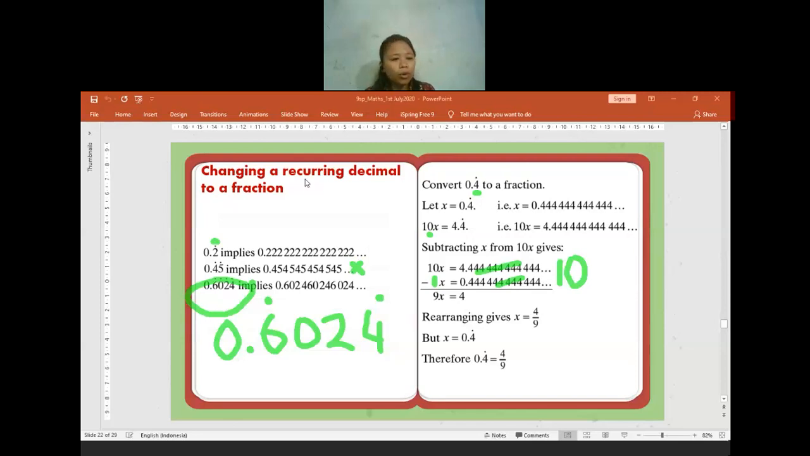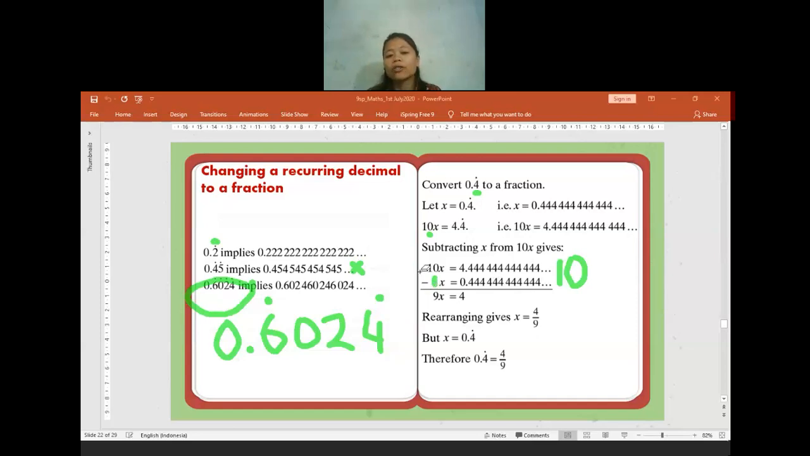Okay, someone is asking why I have to subtract the 10x with x. Because I want to cancel the decimal. This is so many decimals of 4. I need to cancel them. The only way to cancel them is by doing subtraction. If I do addition, it will be 4.888, and it will be harder to change it into a fraction. That's why I need to cancel so many decimal digits. The only thing that is possible is subtraction.